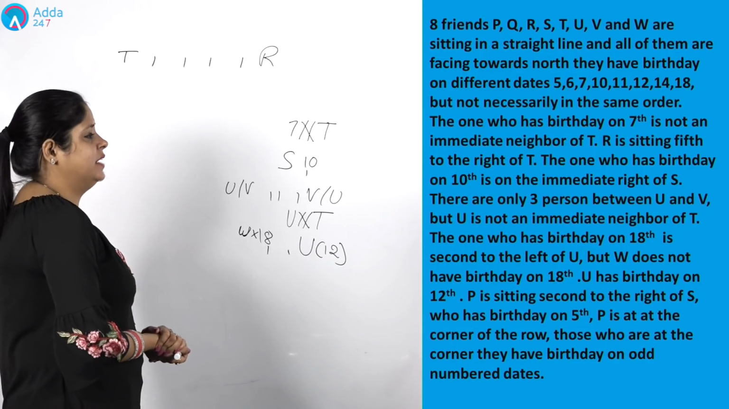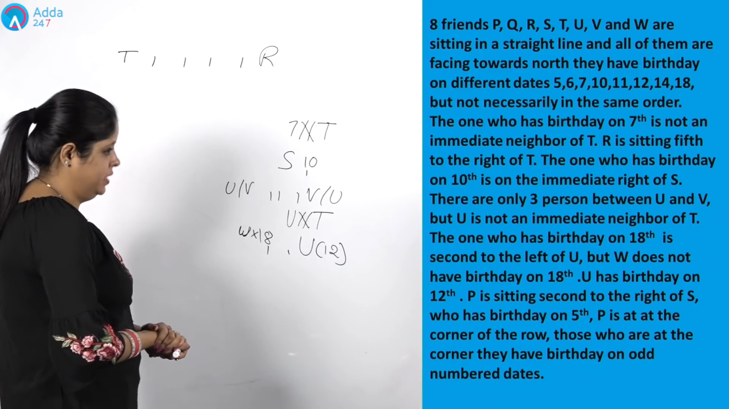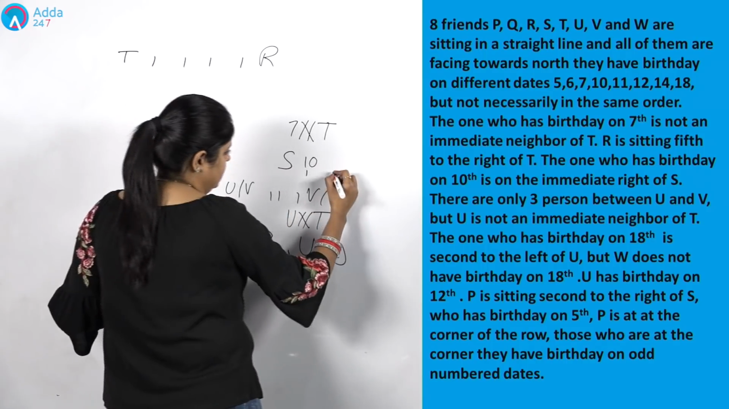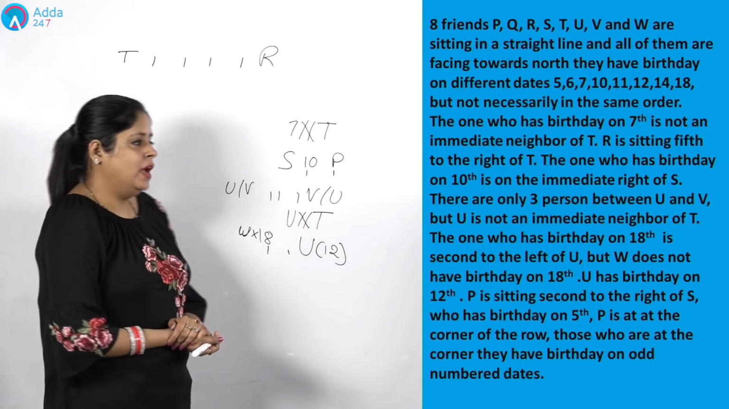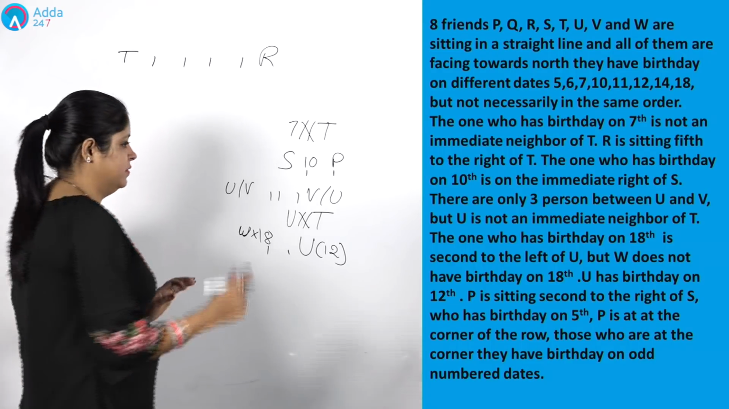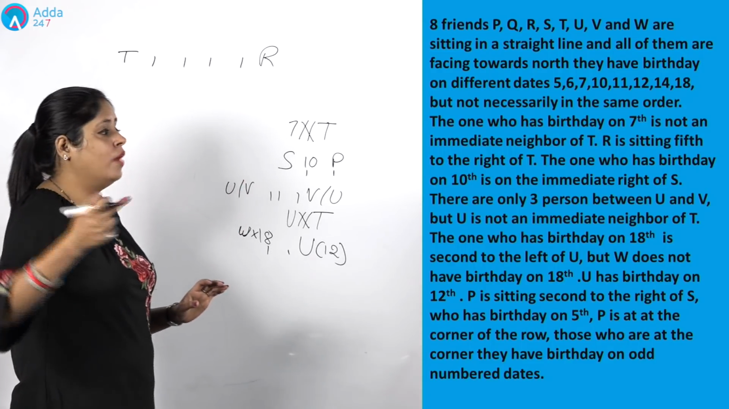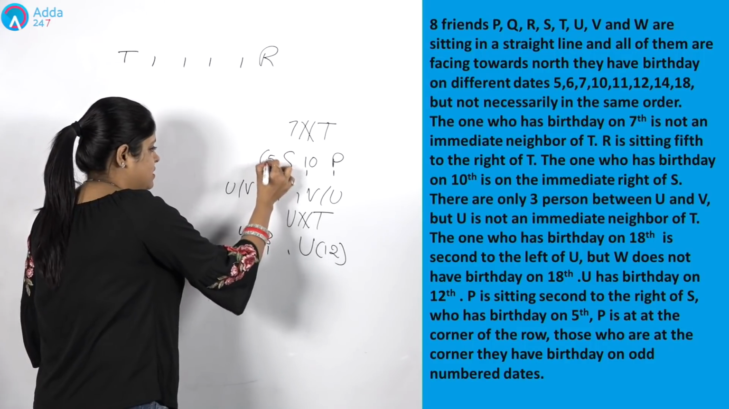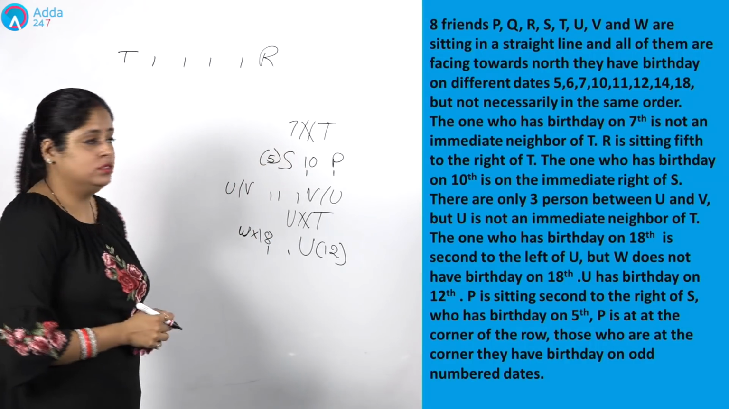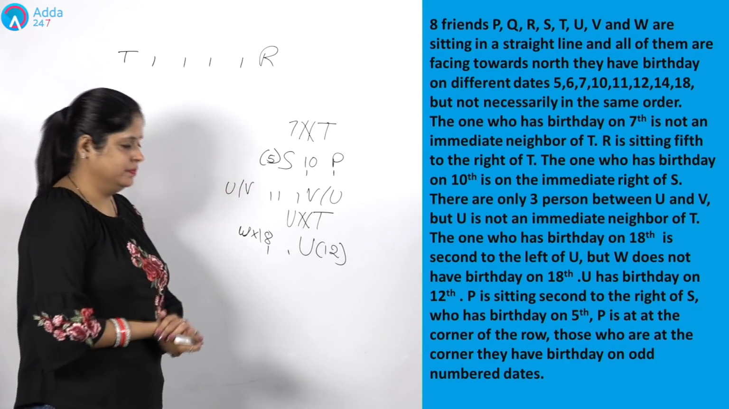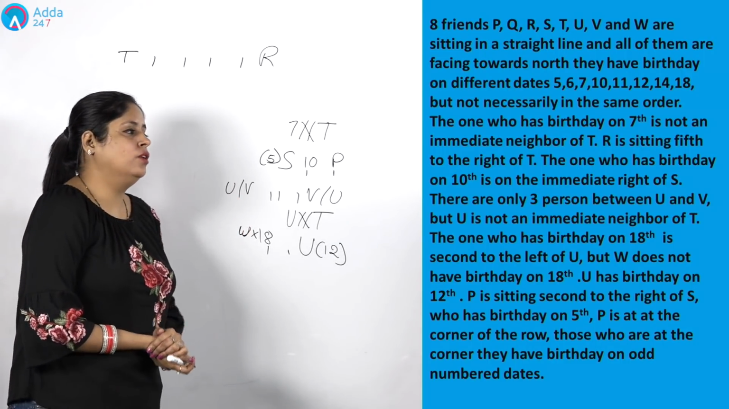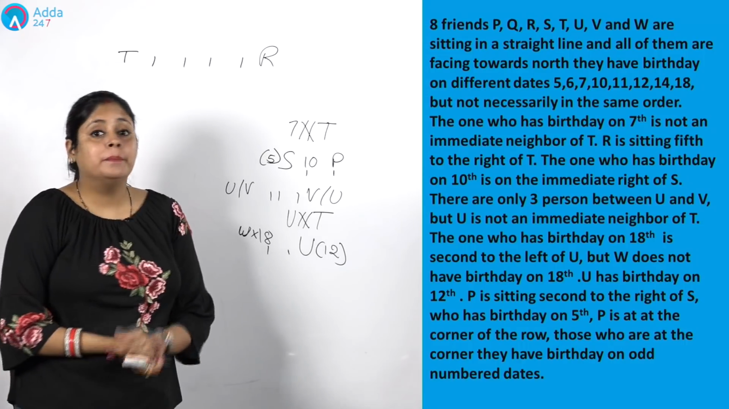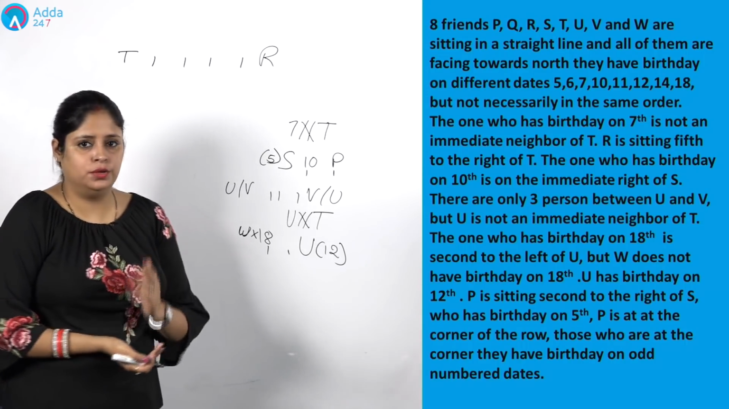P is sitting second to the right of S. Second to the right of S means this position is occupied by P. S, who has birthday on 5th, which means that this is the only person whose date of birth is on 5th. Further it says P is at the corner of the row.